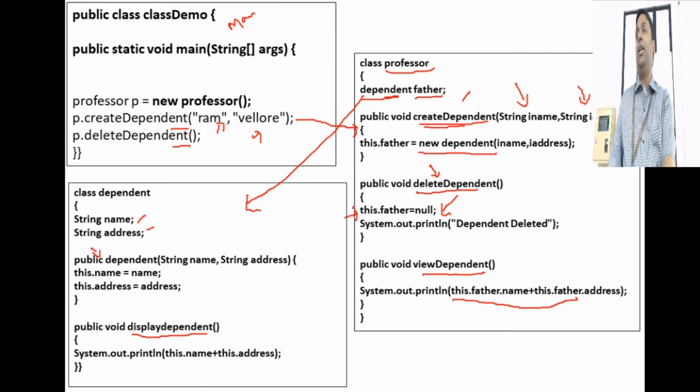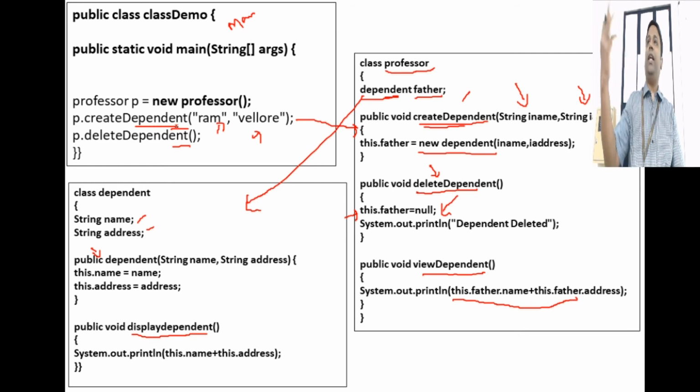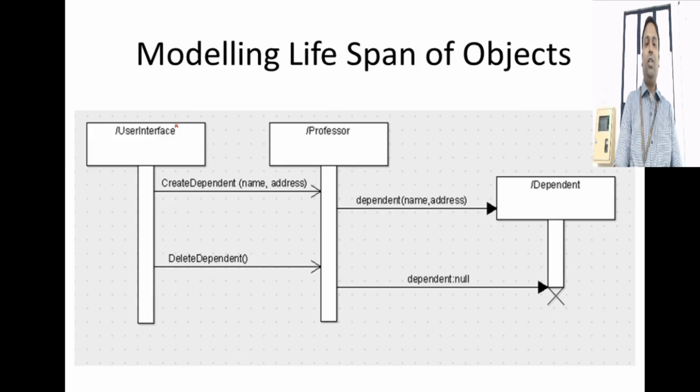So how to model this? How to model deleting the dependent and creating the dependent? When this father object is actually getting created, when create dependent kicks in, only then the father object is getting created, right? So we'll see how this is modeled here.